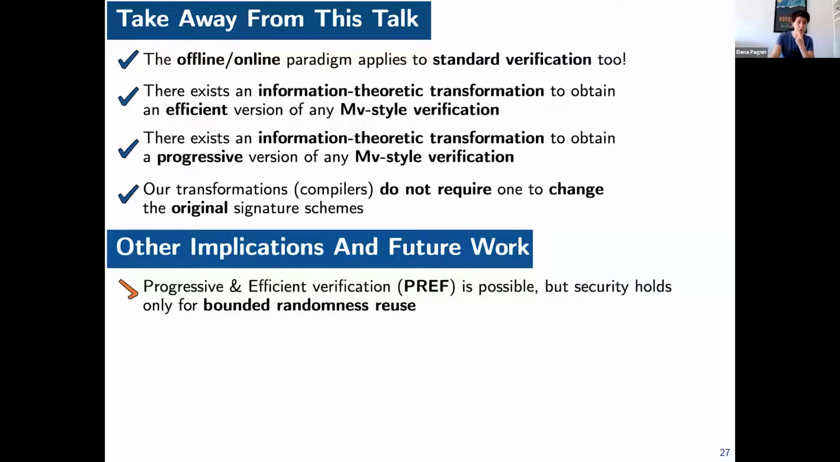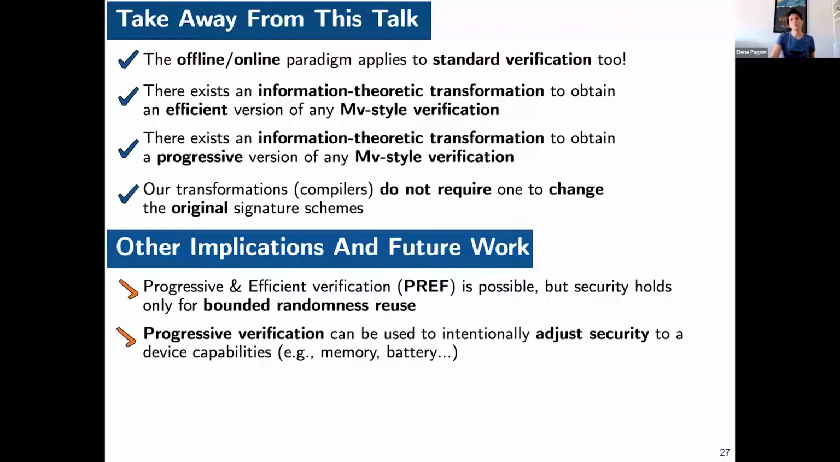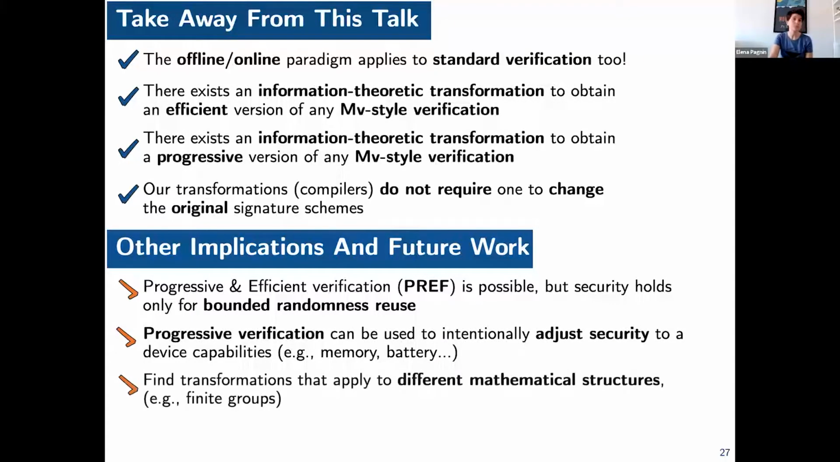Another implication and future work is to study a little bit better how to combine the notion of progressive and efficient verification together, especially when there is leakage that might happen by being interrupted early and having a higher inaccuracy. Progressive verification can be used to intentionally adjust the security according to the capabilities of a device. For instance, if I'm running out of battery, I might be okay to just check a signature at a lower accuracy level just to make my device last longer.